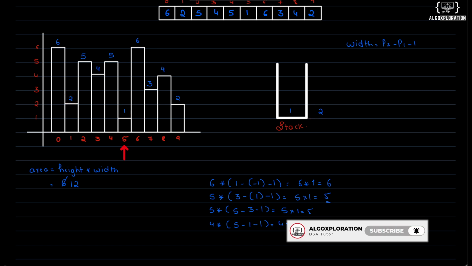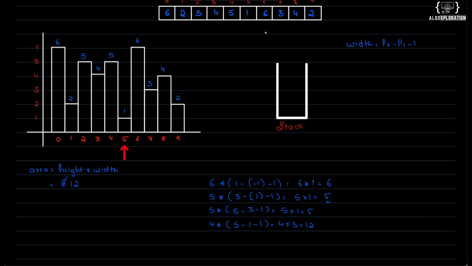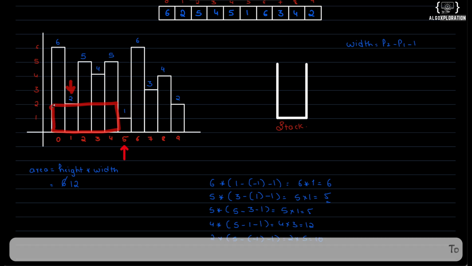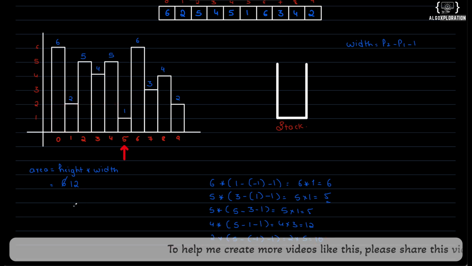So I'll first pop it. In the index 1, 2 was present. So 2 into where I am pointing right now, 5, minus. See guys, over here I do see that the stack is empty. So the P1 will be minus 1. Minus 1. So 2 into 5, it will be 10. So over here you can see that if I want to include this, the width will be 5. In which 2 into 5, the area is 10. Okay, but it is not beating 12.